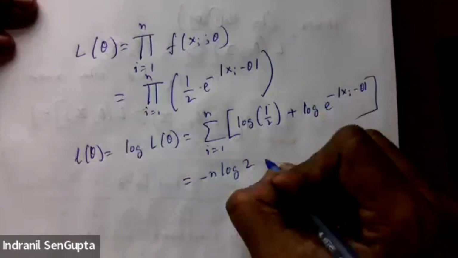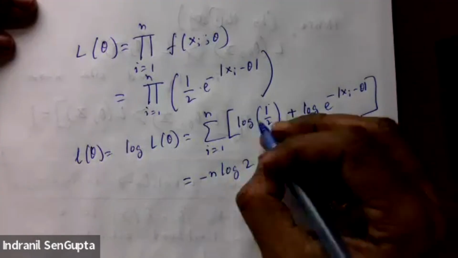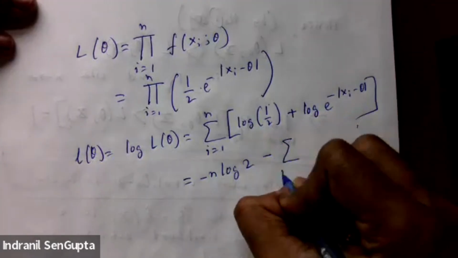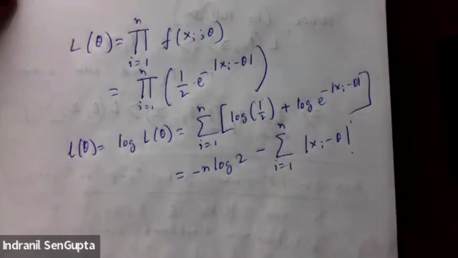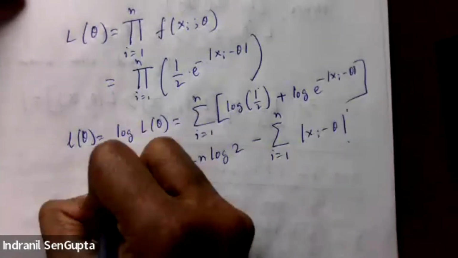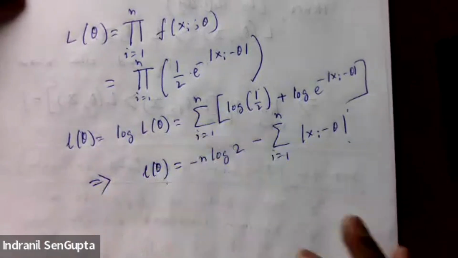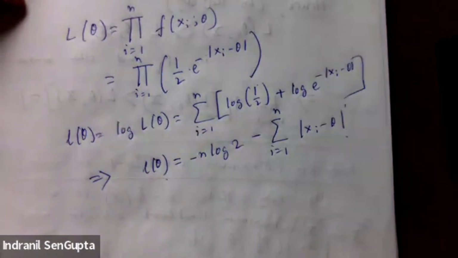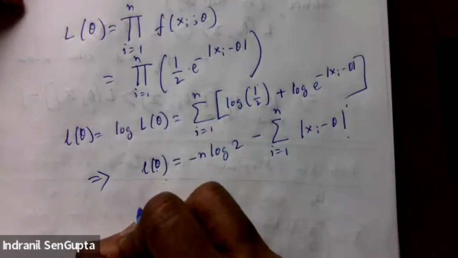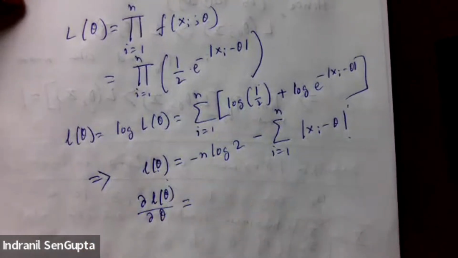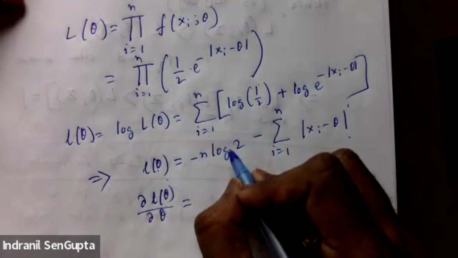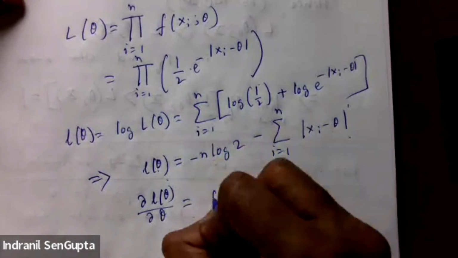And here it's e to the power of something. So with the summation, it becomes minus the sum, i from 1 to n, of |xi minus theta|. Okay? So that is my log likelihood function. So the only parameter is theta. So what would dl d theta be? The first function is independent of theta, so its derivative is 0.